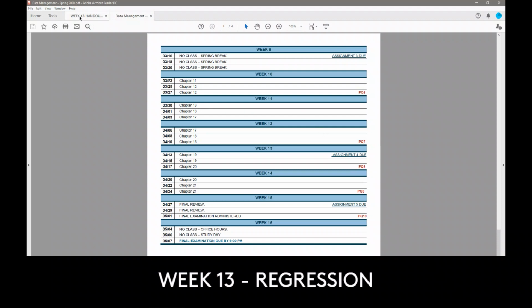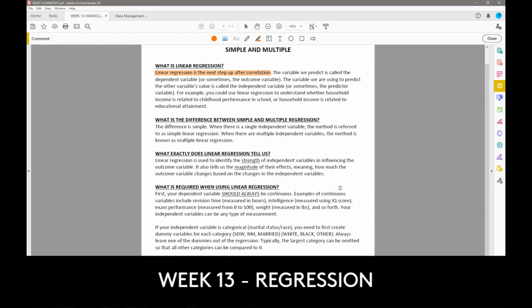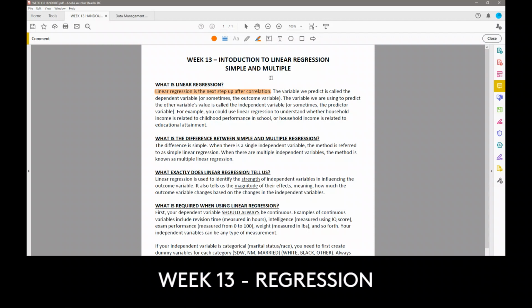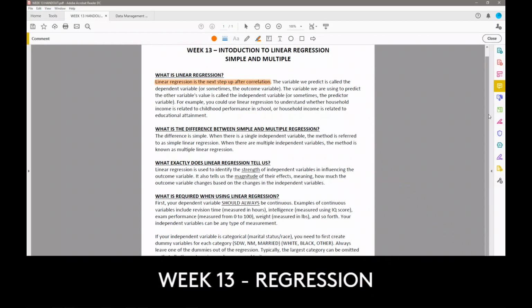Okay, so this week, we are going to be learning linear regression. Linear regression can take form in two ways, simple and multiple, and we'll discuss how to distinguish between those two.